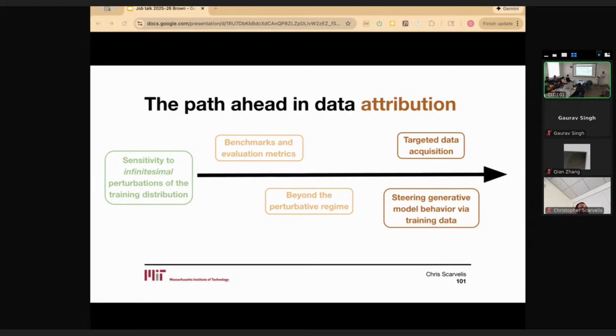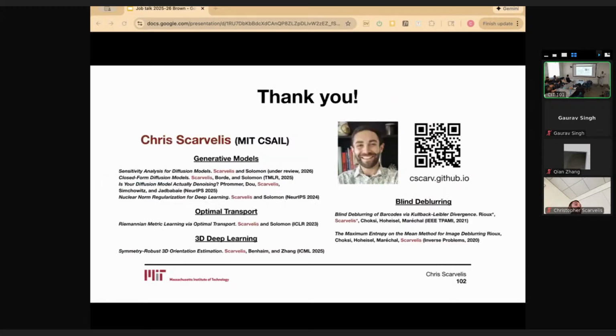For example, if you could accurately predict how a generative model's behavior would respond to a change in its training set, then you'd be able to decide whether to acquire a particular data set, or even predict what data you should acquire to steer a model's behavior away from something that's problematic and towards something that's a bit better aligned with user needs.